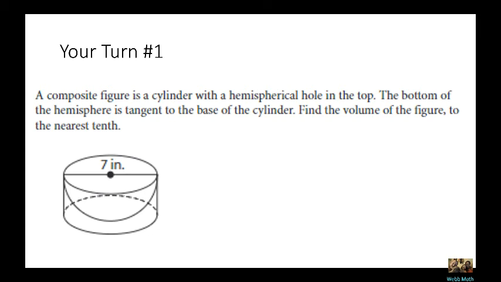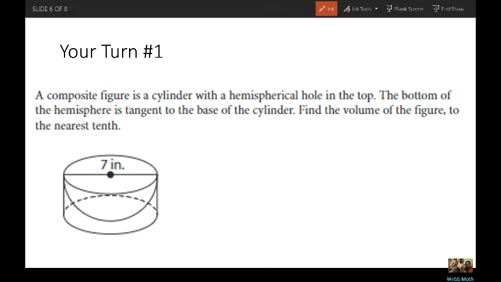Okay, so your turn. You can work with someone on this. You have a hemisphere, and it's carved out of a cylinder. So I'll go ahead and get you started. First things first, they don't give you the radius, do they? But they do give you a diameter. So what do we know about the relationship between a diameter and a radius? That's what you have to ask yourself to find your r.